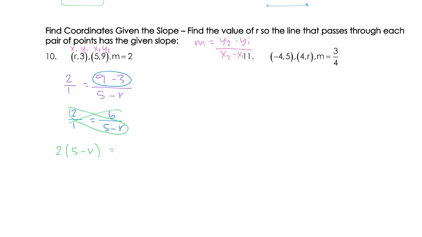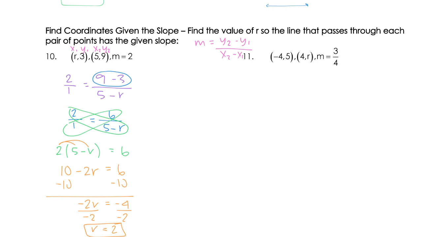And then equals 1 times 6 gives me 6. Then I solve this by distributing. So 2 times 5 is 10. 2 times negative r would be negative 2r. Sorry, I meant an r. I knew I wrote that badly the first time around. And equals 6. My apologies. Then we would subtract 10 from both sides. And we have negative 2r equals negative 4. Divide both sides by negative 2. And r is equal to positive 2.